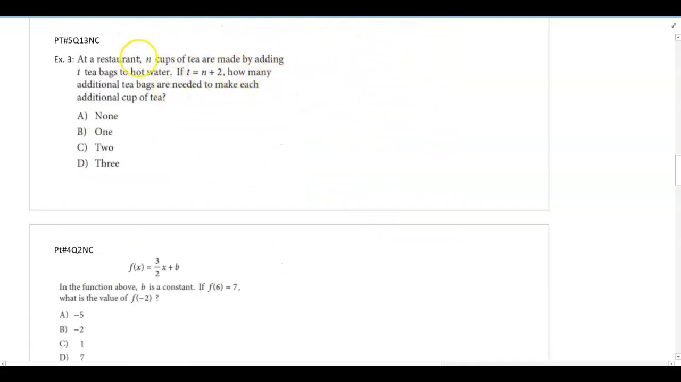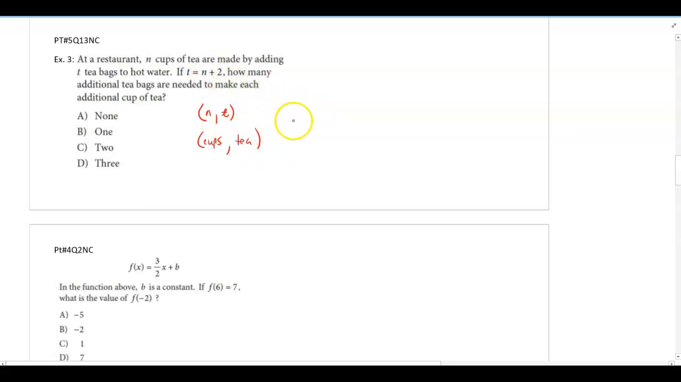So when you look at the next question, at a restaurant, N cups of tea are made by adding tea bags to hot water. If T equals N plus 1, how many additional tea bags are needed to make each additional cup of coffee? Well, if I write what my ordered pairs would be, N would represent my input, T would represent my output, where N represents the cups of tea, T represents the tea bags.